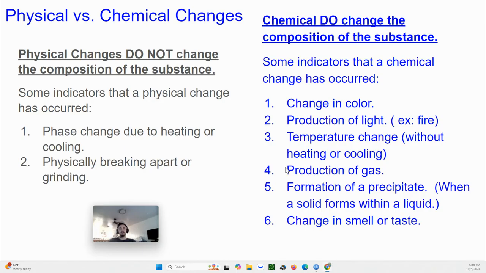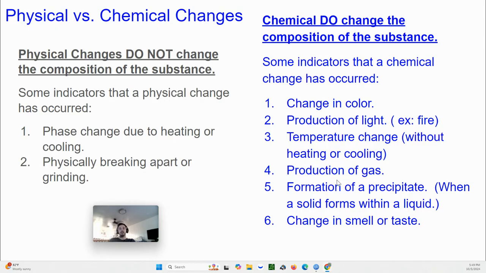Next, if you get a production of a gas. So if all of a sudden you get gas, like if you mix vinegar and baking soda together, you get a gas. That is an indicator of a chemical reaction. Okay, production of a gas.